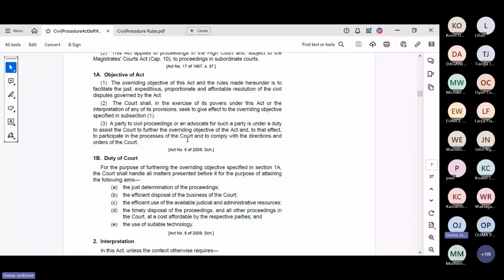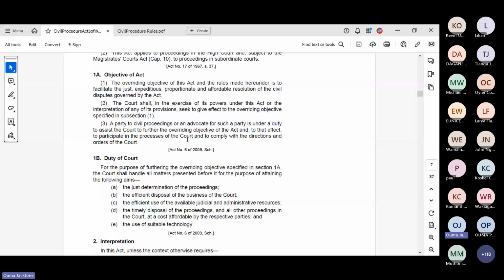So remember, the objective is to make sure that we are moving fast and we are applying justice. Okay, we don't want to waste time. We need to move efficiently. We have to make it just. We have to make it affordable. So efficiency, justice, expeditious, and also affordability. That is the purpose of the Act.